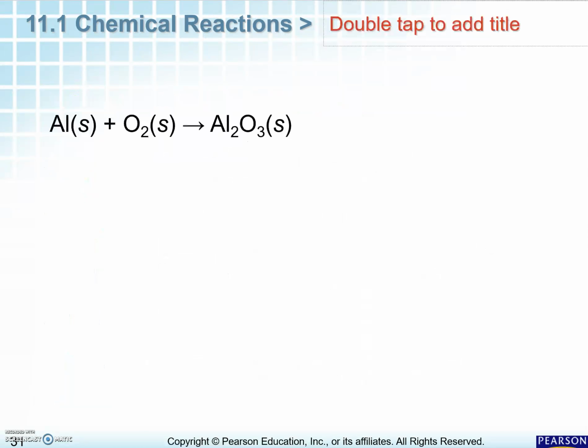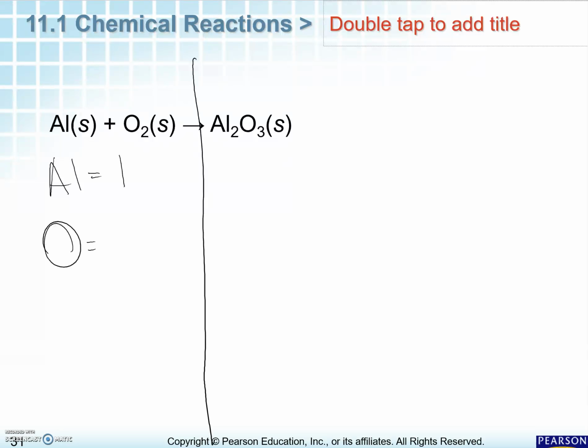We're going to do the same exact step as we did before. We're going to put a line straight down the middle and make sure that we write down each and every element that we have. So we have aluminum, and it has no subscript, so that means we have 1. Oxygen, it has a 2 subscript, so we're going to have a 2 next to it. Now we're going to look at the right side, or the product. So we have aluminum, and it does have a subscript of 2, so we're going to have a big old 2 on the right side. Oxygen, on the other hand, it only has 3.